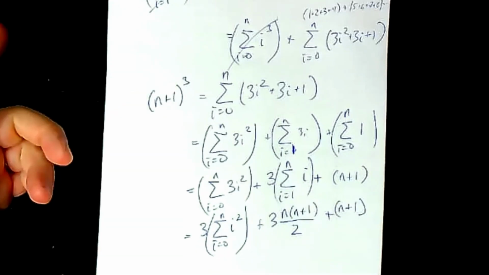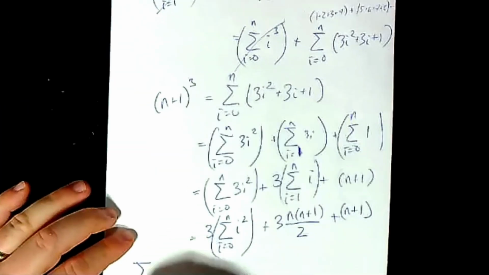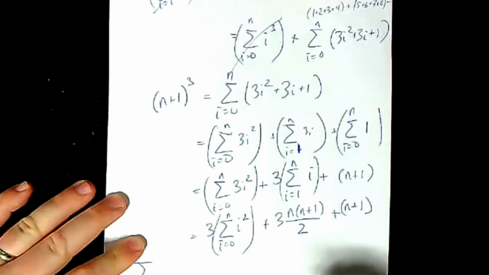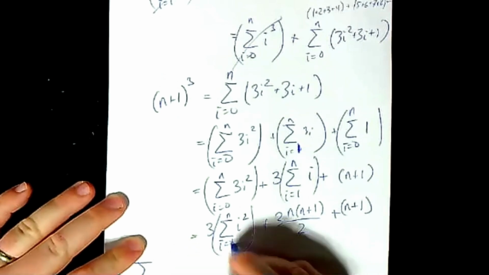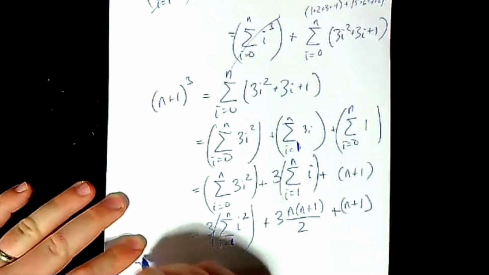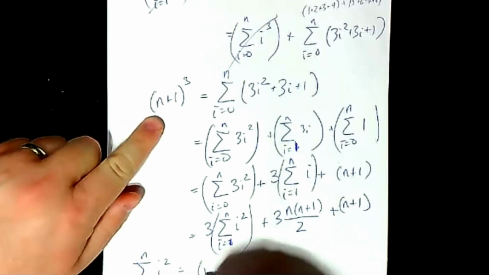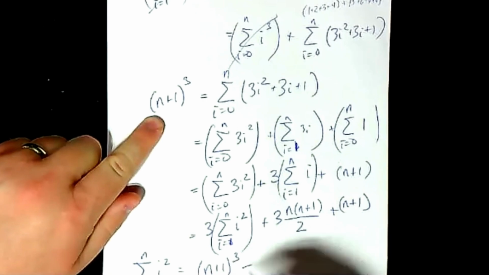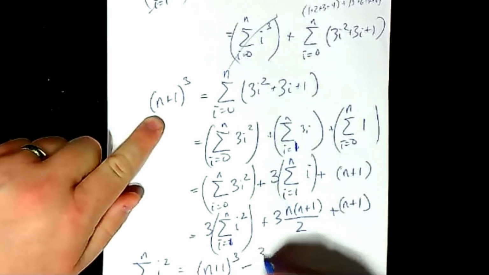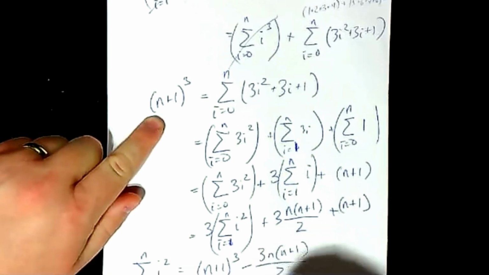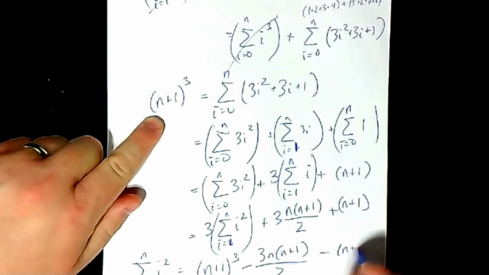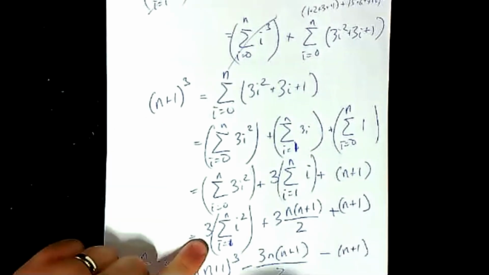And so now we just have to solve. What I'm interested in, i goes from 0, I guess 1, doesn't matter. 1 to n of i squared is the n plus 1 cubed that's over there. Subtract from it this thing, 3n times n plus 1 over 2. Subtract from it this thing, n plus 1, and divide the whole thing by 3.